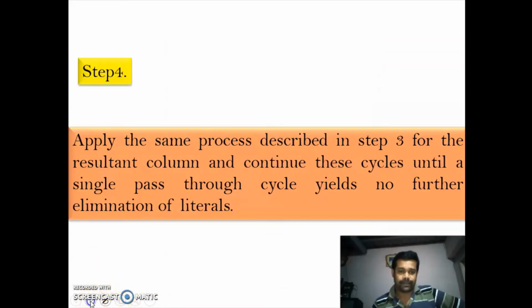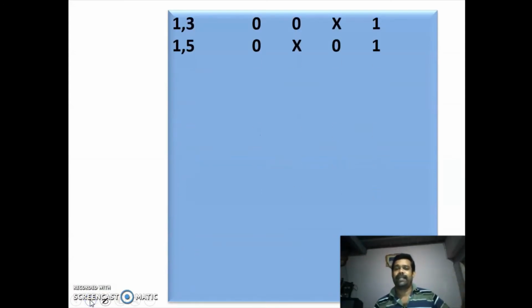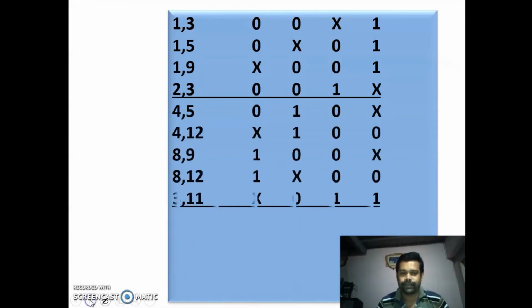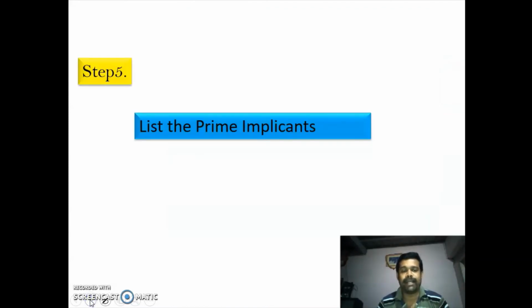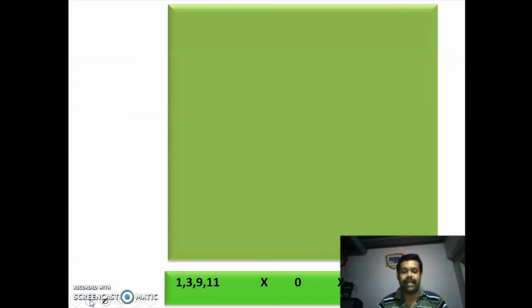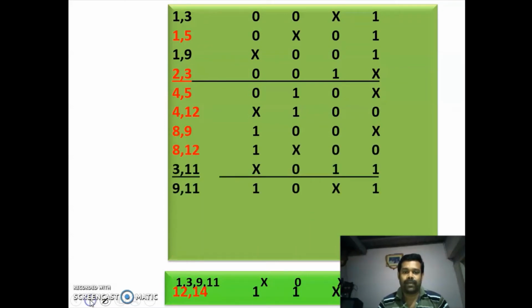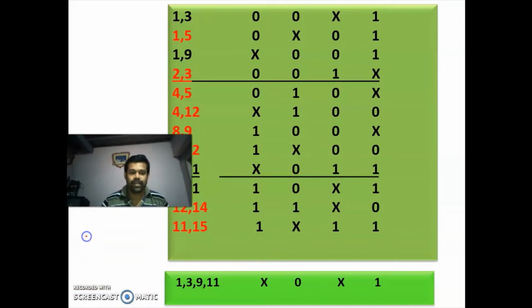Okay, next we are going for comparison. I have explained the comparison previously. After comparison, we'll be getting it like this. This is what you are getting after comparison. After the comparison, you have to list the prime implicants. After completing step 4, we will be getting the prime implicants like this.